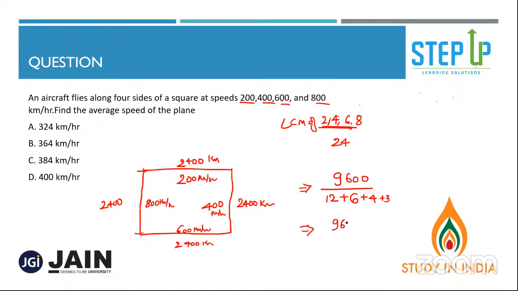So 9600 divided by 12 plus 6, 18 plus 4, 22 plus 3, 25. 9600 by 25, that is 96 into 4. 360 plus 24, 384 kilometers per hour would be your answer. Yes.